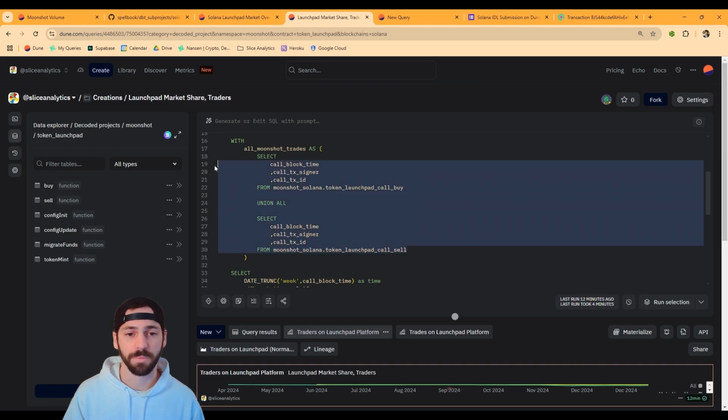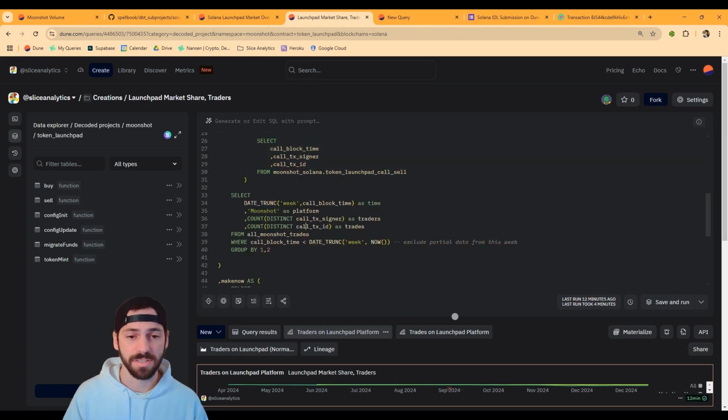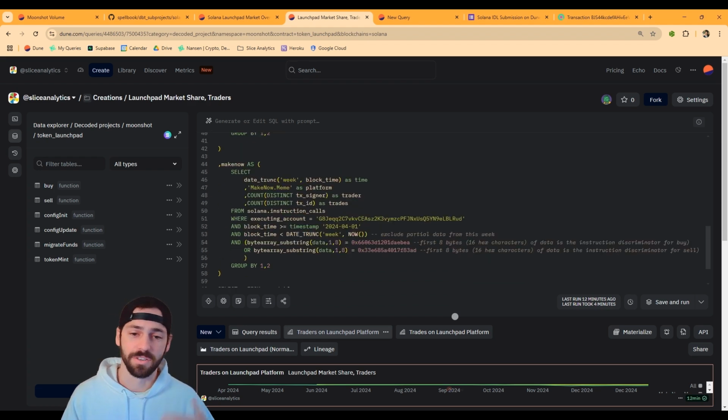So here I'm combining both buys and sells, and then I'm taking this table and creating a CTE, and I'm doing the same thing I did above, where I'm grouping by the week, labeling the platform, and then counting the unique signers and the transaction IDs. And that gives us total number of traders and total number of trades. All right, these two are relatively easy, best case scenarios. But hey, sometimes you run into a case where there's no IDL, there's no information on this, and you need to start decoding the raw data.